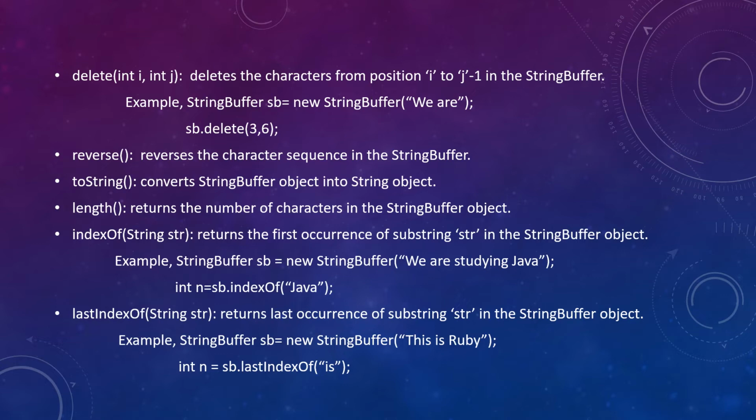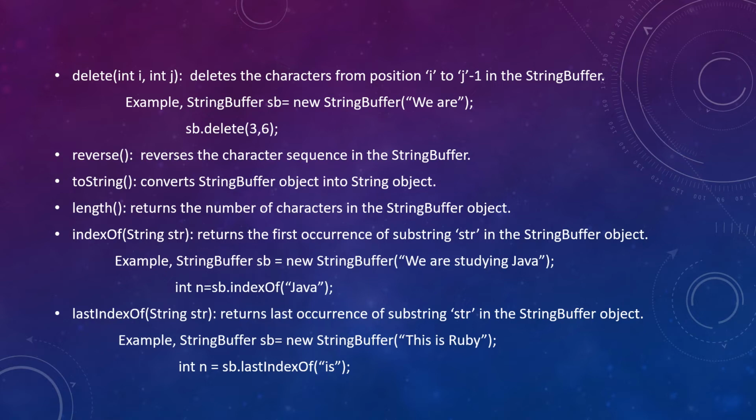Next is the reverse method. It reverses the character sequence in the string buffer. For example, if we take a StringBuffer sb equal to Ruby, when we use sb.reverse, we will get Ruby in reversed way, like y, b, u, r. Next is toString. This method converts a string buffer object into a string object. Next is the length method. It returns the number of characters in the string buffer object. This method was present in the String class also.